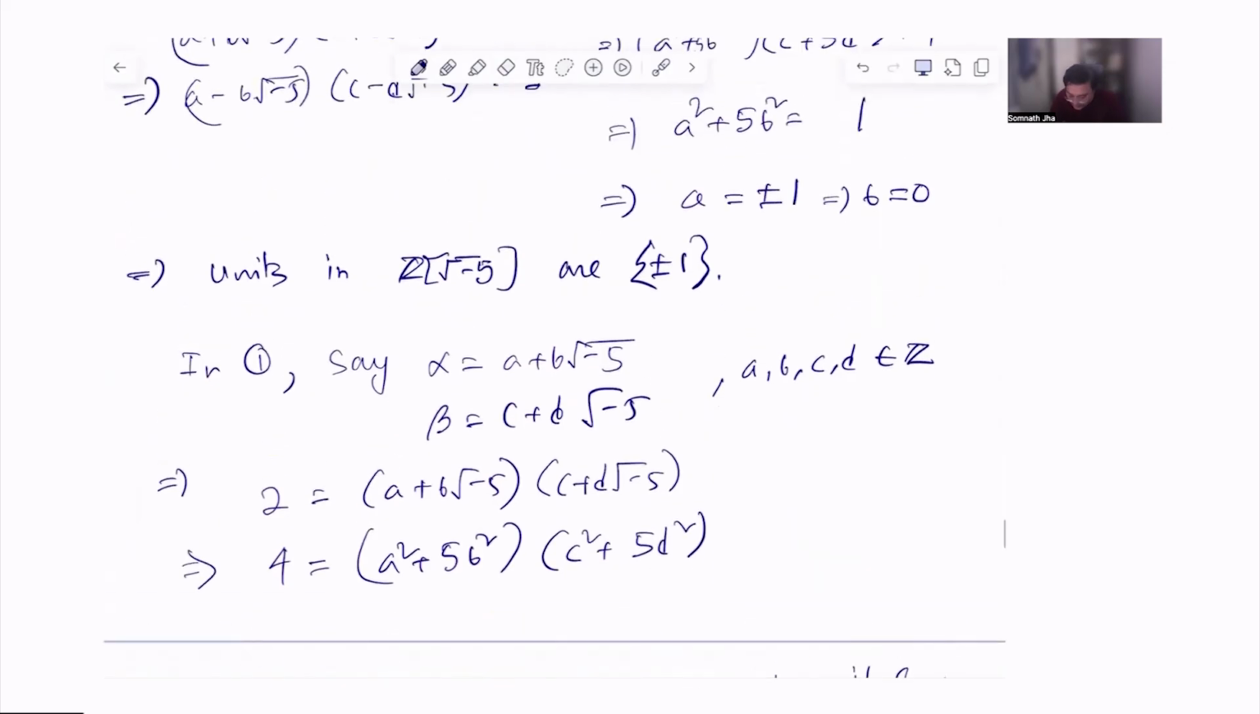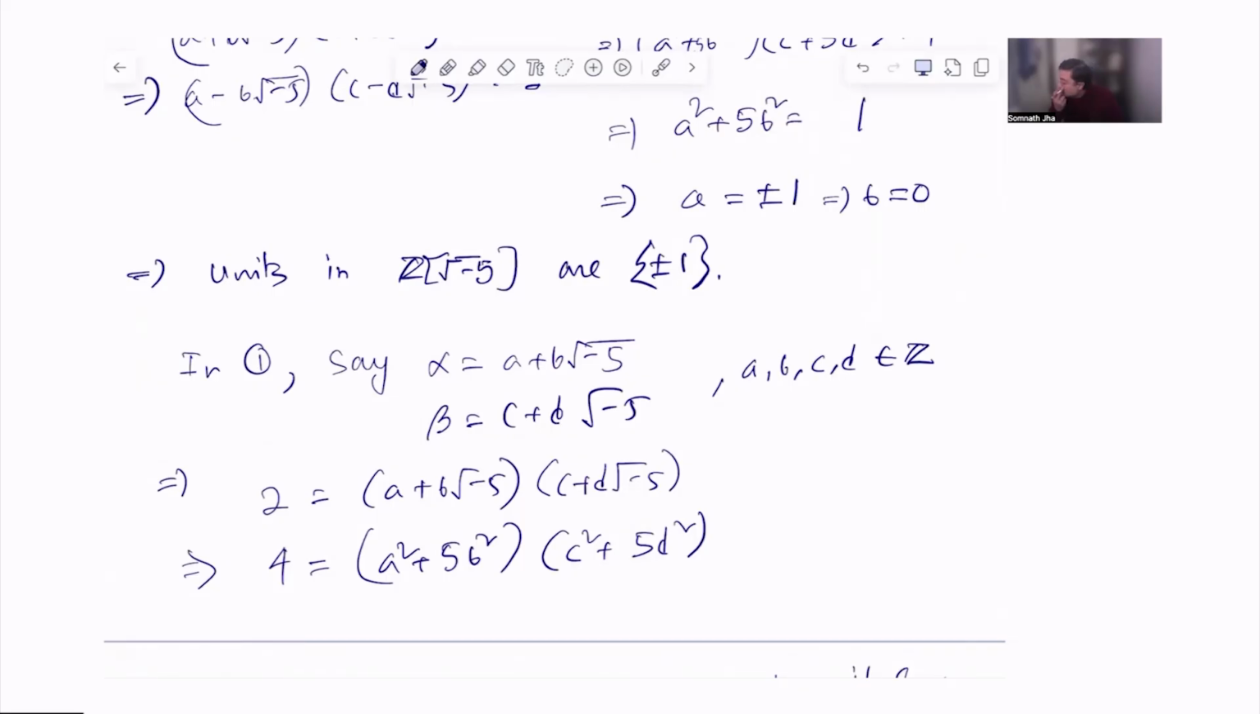Okay, now if a square plus 5b square, what are the possibilities? These are integers. So a square plus 5b square can be 1, 2, or 4. Similarly, c square plus 5d square can be 1, 2, or 4. If this is equal to 4, then c square plus 5d square is 1. And then c is plus minus 1 and d is 0. So that will mean beta is a unit. So 2 will be irreducible.